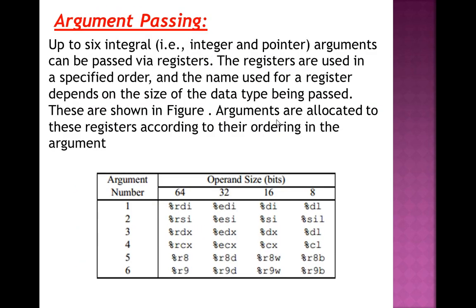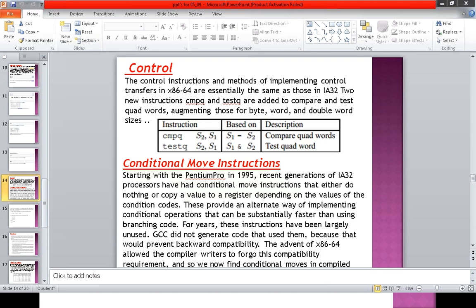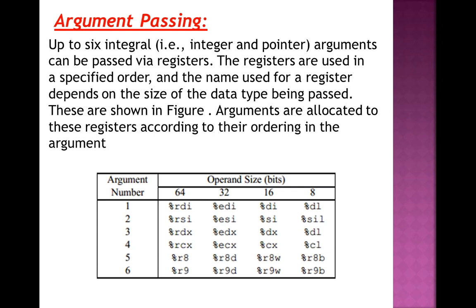Then how to pass the arguments, that is argument passing. This says up to 6 integral arguments, for example integers and pointers, can be passed via registers. So how can we pass them? We can pass them by using the 6 integer and pointer registers. The registers are used in a specified order and the names used for a register depend on the size of the data type we pass. This is shown in the diagram. We can pass up to 6 integral arguments, a combination of integers and pointers.